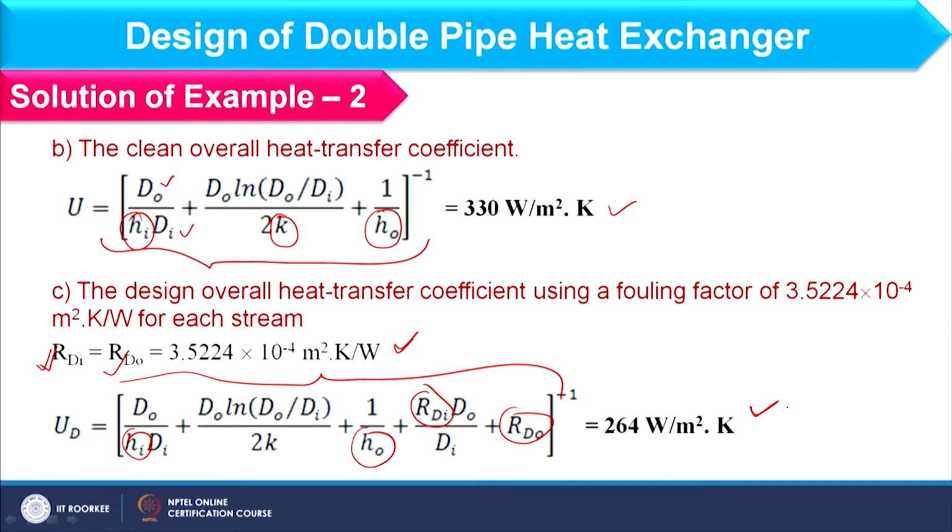Okay. So, if I compare the clean overall heat transfer coefficient, we can find that the design overall heat transfer coefficient at dirt condition is lesser than that we have obtained at clean condition, and the reason is very obvious: the dirt factor includes more resistance in the path of transfer of heat, and therefore, it reduces the overall heat transfer coefficient. Fine. So, the same you can obtain from these calculations also.